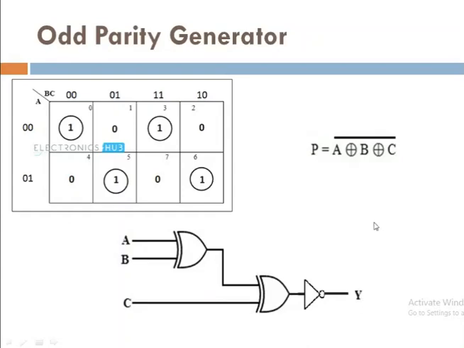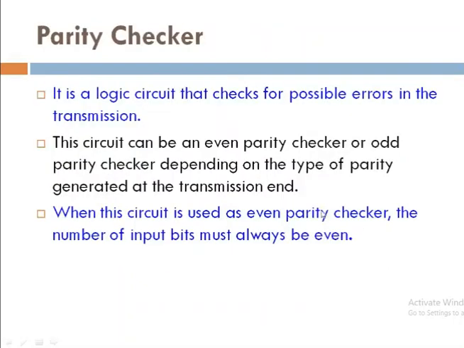So hope you are getting this even parity generator and the odd parity generator. Now the checker part. Now in this case, if you observe, at the transmitter level we generate the parity bit, and we are sending the parity bit to the receiver end. Now the job of the receiver node is to check the received data.